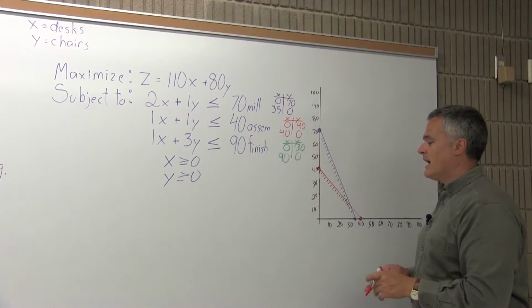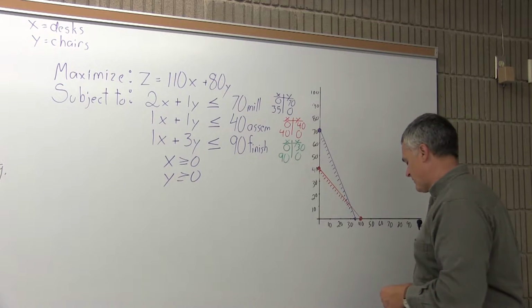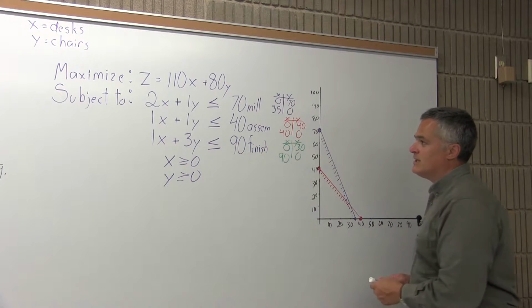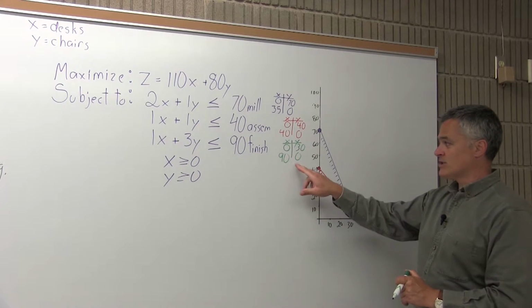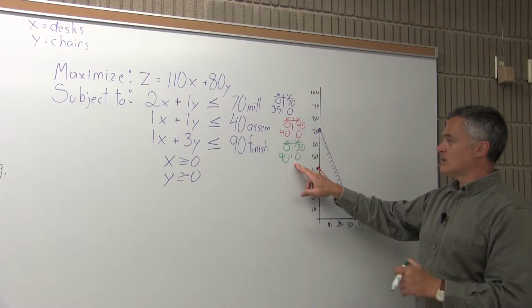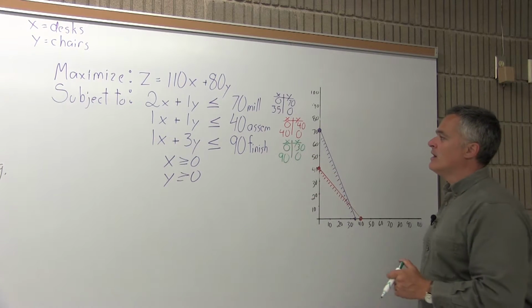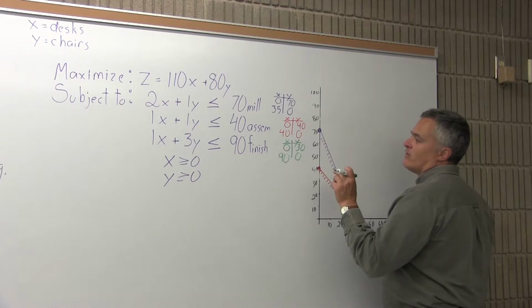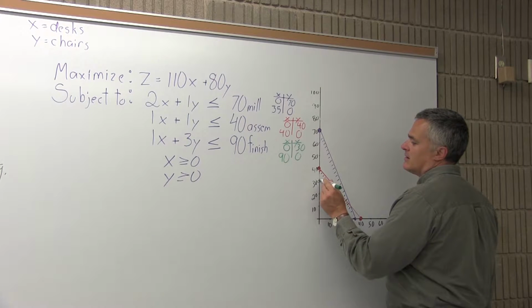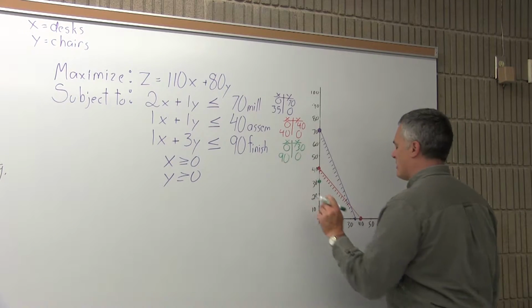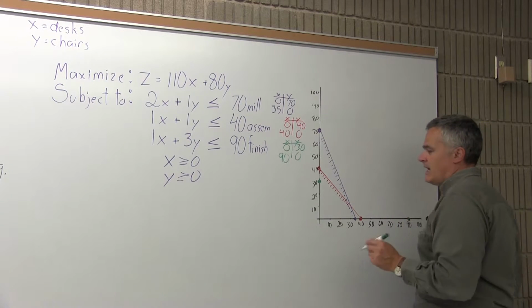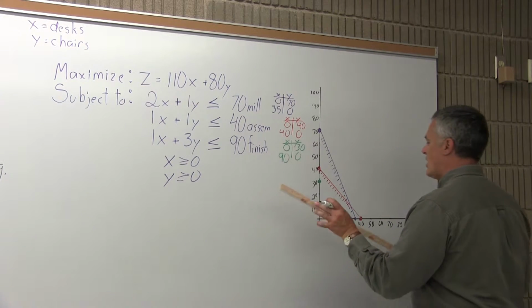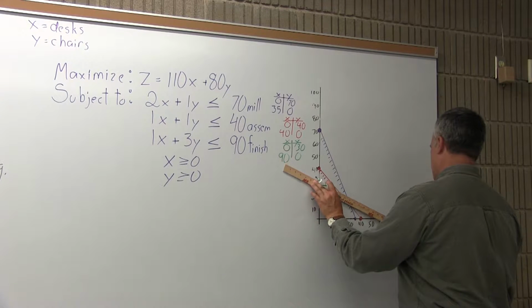And now I have yet another constraint for finishing that I did in green. It's 1x plus 3y is less than or equal to 90 for the finishing constraint. So to continue in green, I'm going to have to put a green dot on my graph over 0 up 30. And a second green dot on the graph at over 90 up 0. And I will connect those two green dots with a green line.